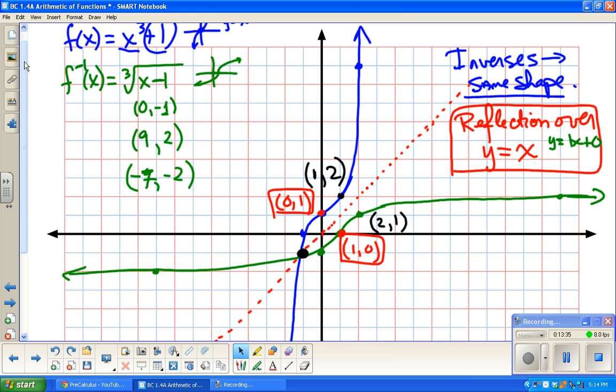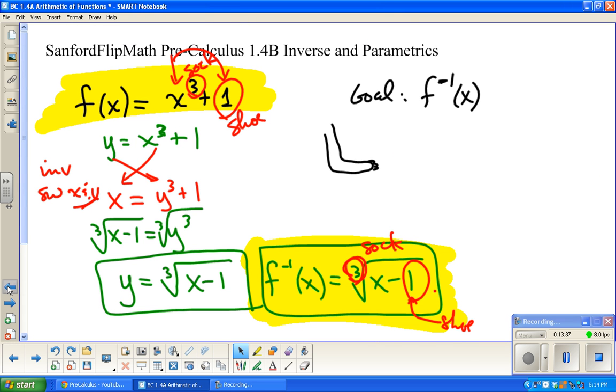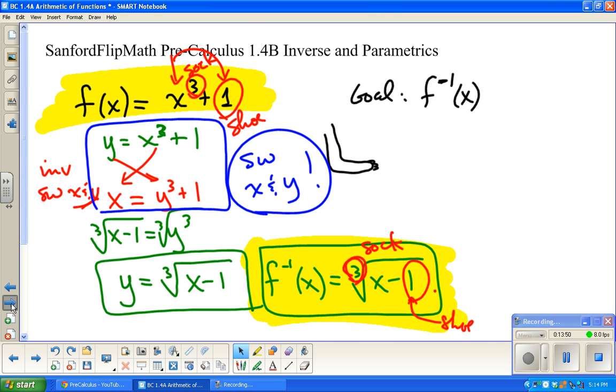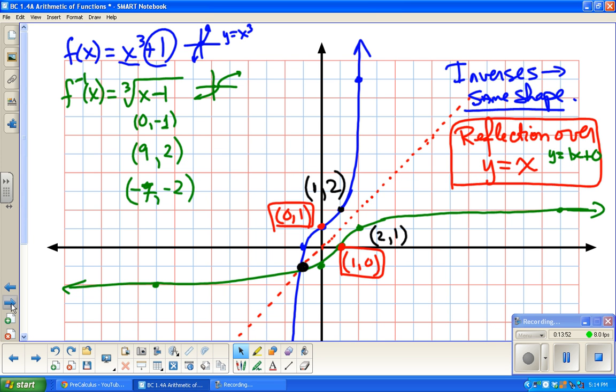I just want to pop back here for just a second. How did we start this crazy journey? We switched x and y. So pop back over to the graph. Oh my goodness, look at that. We switched x and y.